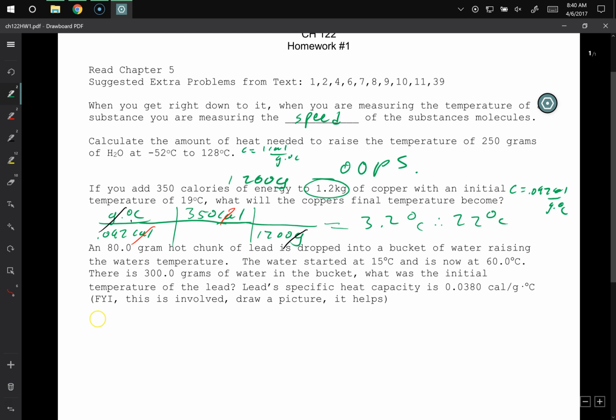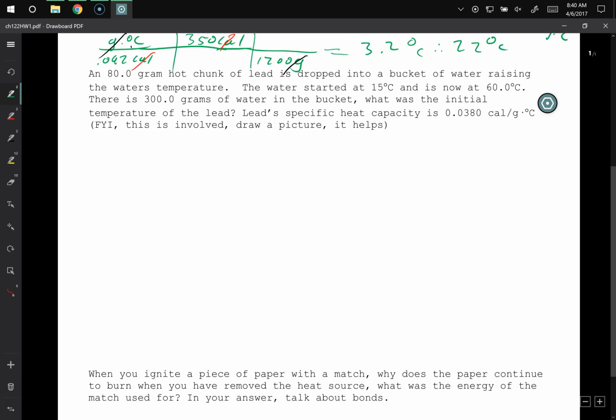All right, this one isn't super easy, and we've got to think about a couple of things associated with this. I can't straight away calculate everything that I want for the lead, but I can calculate everything that I need for the water. So I've got this container of water, and I take this chunk of lead and drop it in here. The lead goes into the water, the water's temperature goes up, so that means the lead was hotter than the water.